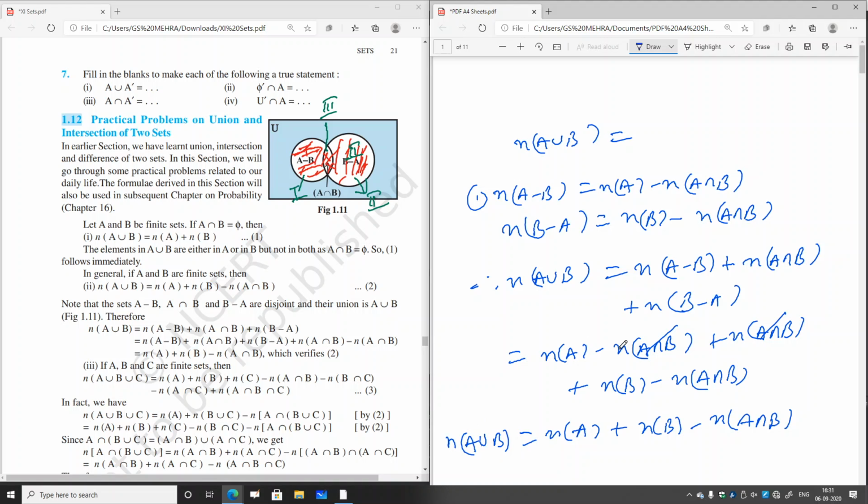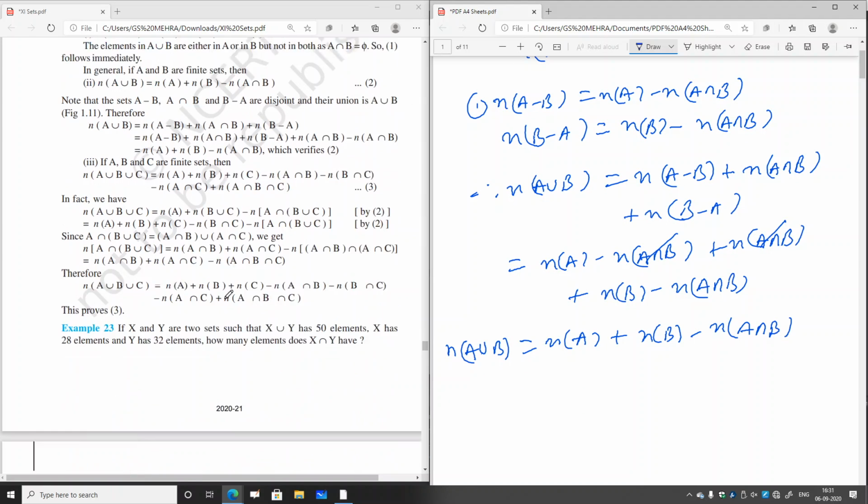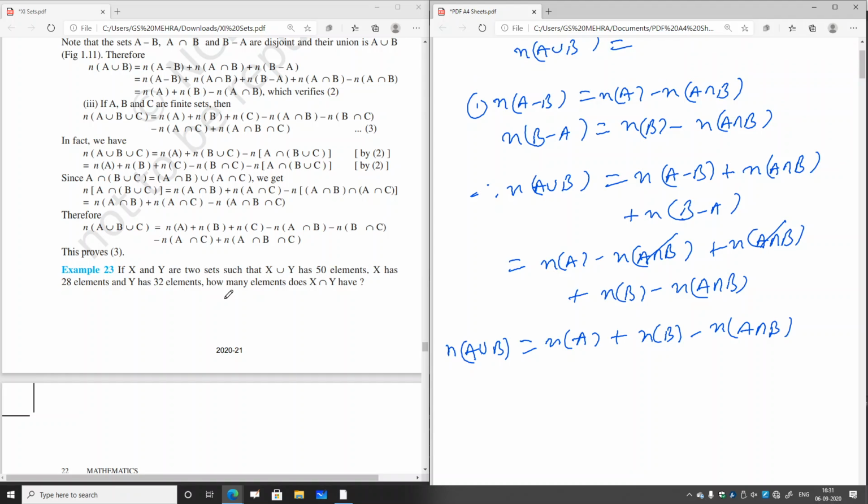So what is N of A union B? N A plus N B minus N of A intersection B. Now in the same way, suppose we have three sets A, B and C. We can find out the number of elements in the set A union B union C. So this is the formula for that, and the derivation is a simple one.